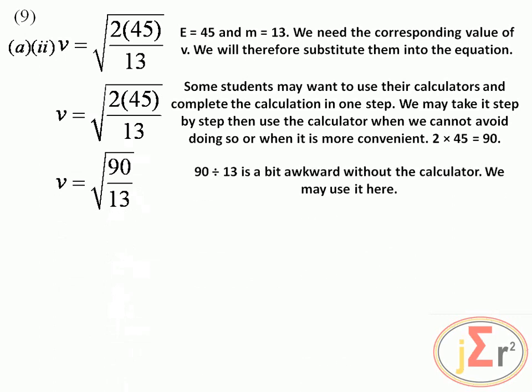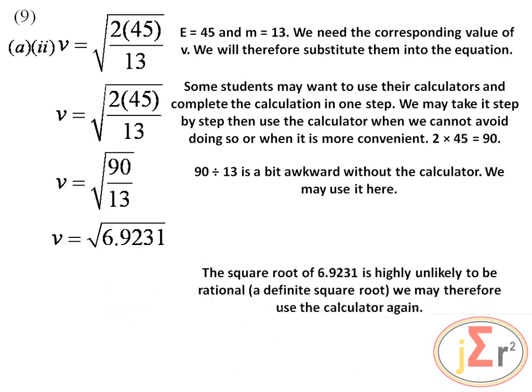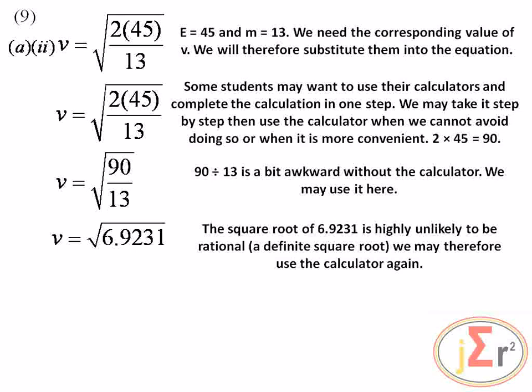So 90 divided by 13 is a bit awkward without the calculator, so we may use the calculator at this stage. V is equal to the square root of 6.9231. As a matter of fact, 90 divided by 13 is very close to 7, as we said before. Then we will find the square root of 6.9231, and it is highly unlikely to be a rational number.